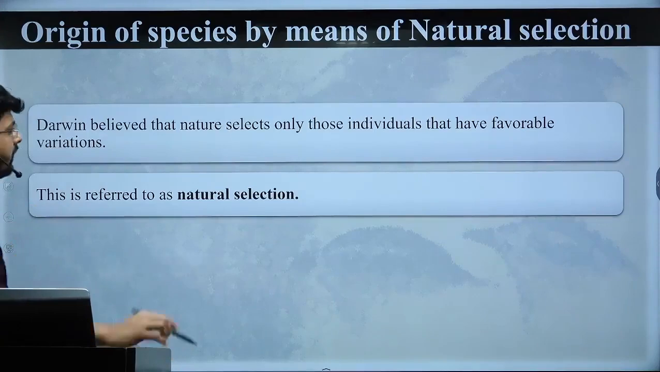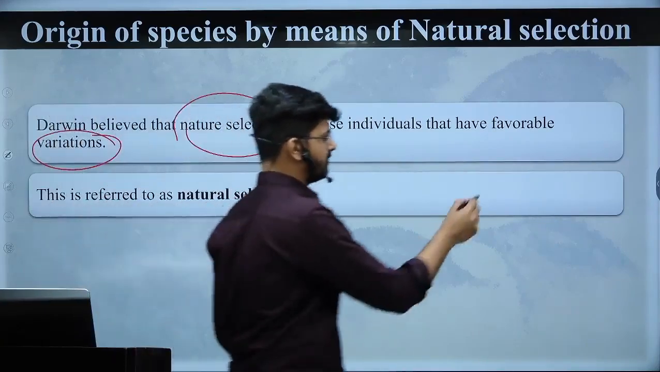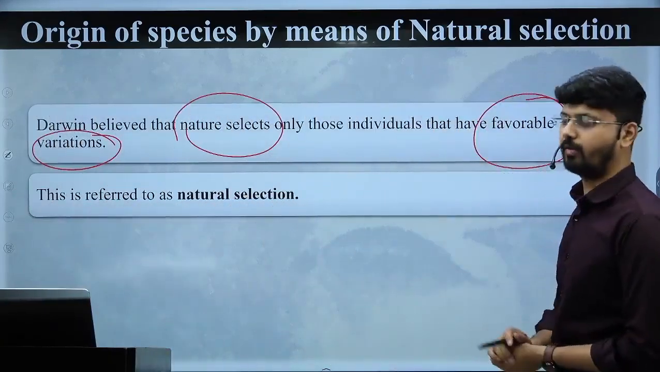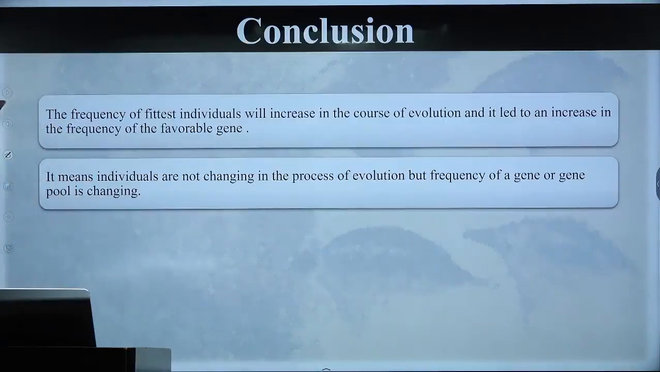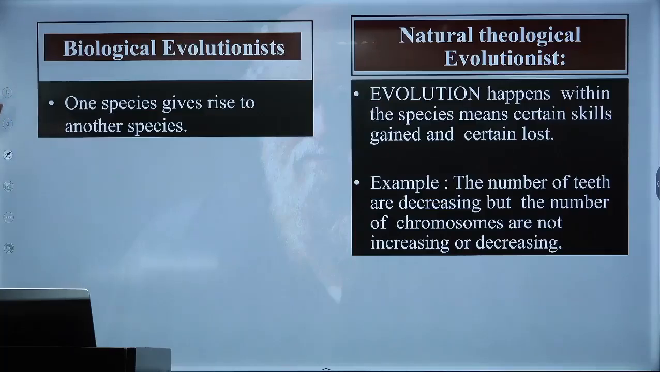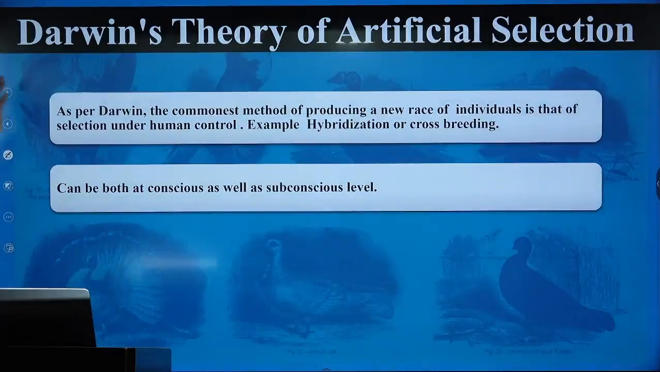So nature selects only those individuals that have favorable variations. Next, the conclusion we have seen already. So this is coming to the drawbacks and criticism. If you want, you can make a note of them. And next, moving to Darwin's theory of artificial selection.